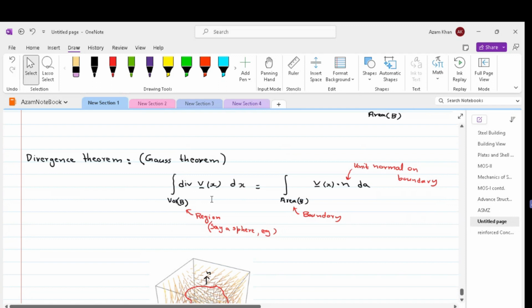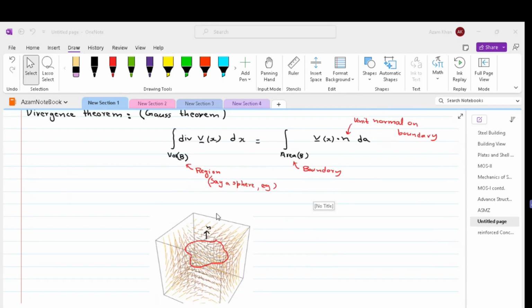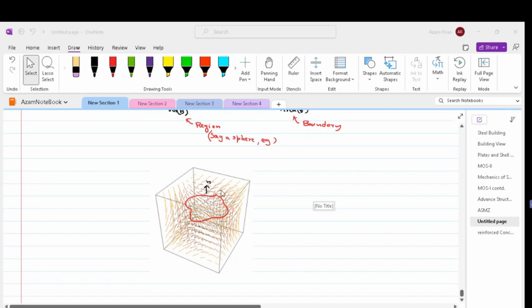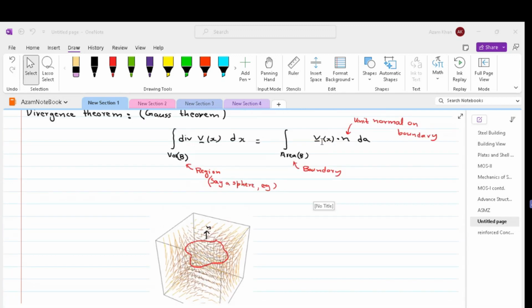In the divergence theorem, we are saying that we take the divergence of a vector field and integrate it over a big chunk of volume within the vector field, so that the scalar product of the vector field times the unit normal on the boundary, integrated over the surface area of the body, is equal to the volume integral. In other words, the first integral shows the volume integral of the divergence of the vector field, and that is equal to the dot product of the vector field with the unit normal vector integrated over the surface area of the body.